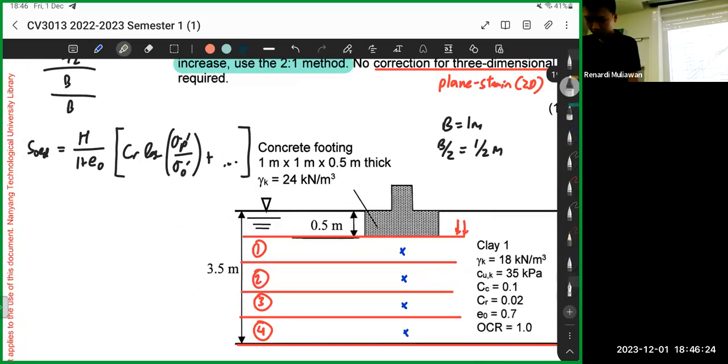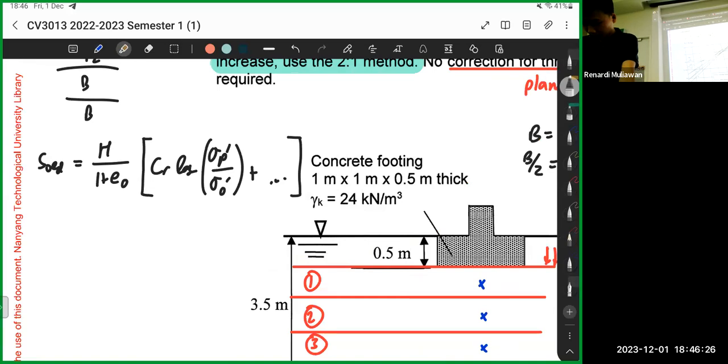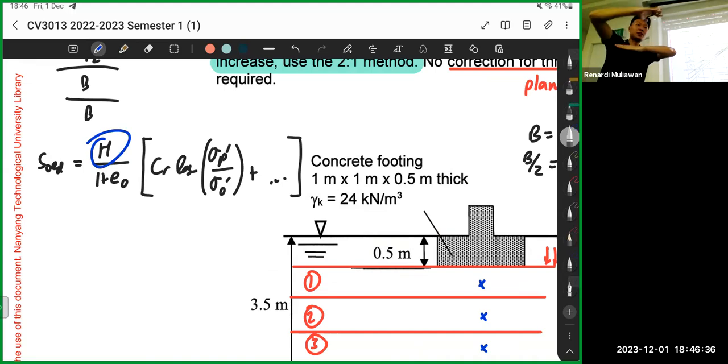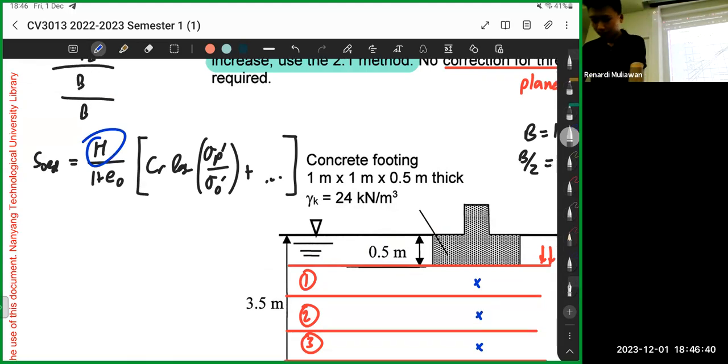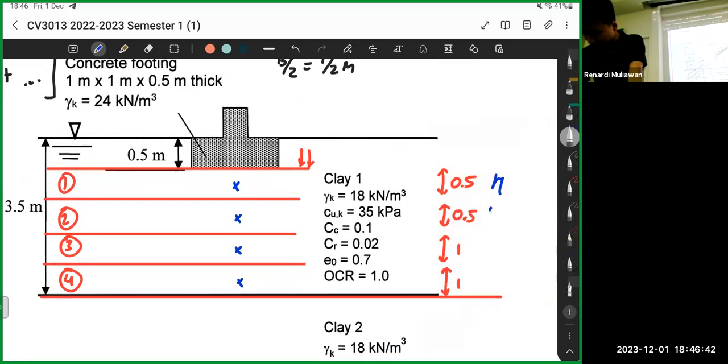Okay. So let's analyze first, yeah. So what we need is first one is H. So H is your layer depth. Okay, so initial layer depth is this much. Then we're consolidating, right? So H is the original layer depth. Okay. So in this case, this H, H1, H2, H3, and H4. Okay. So H is the initial depth.